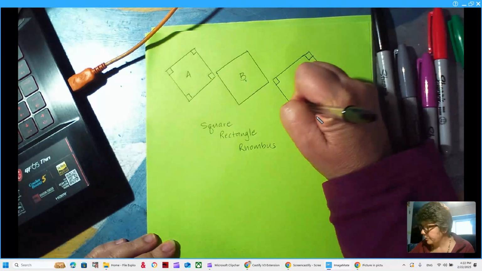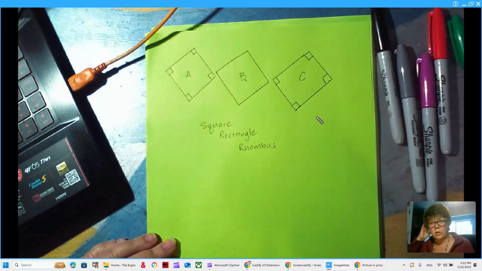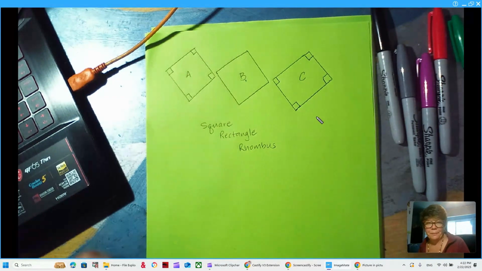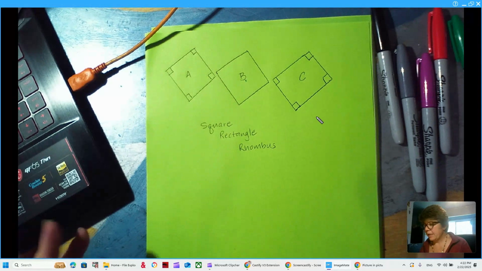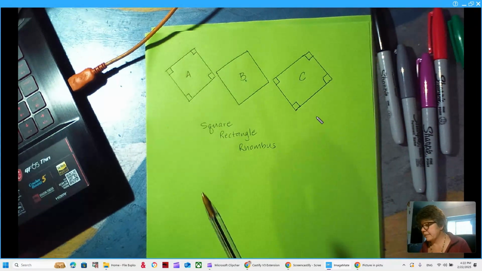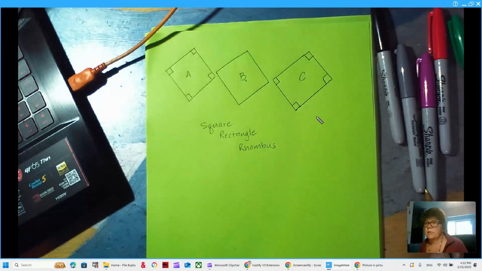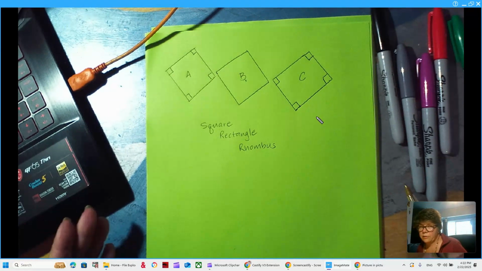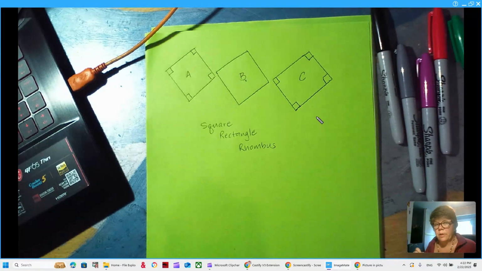And like I said, these are just things I drew by myself, so they're not going to be perfect, but we're going to pretend that A and C have right angles. So now do you know which one is the square, which one is the rectangle, and which one is the rhombus? Not quite yet, right? We need to know about those side lengths.